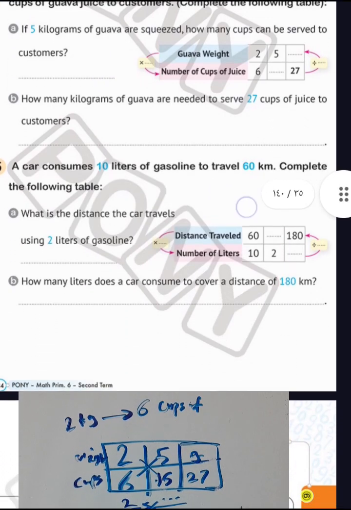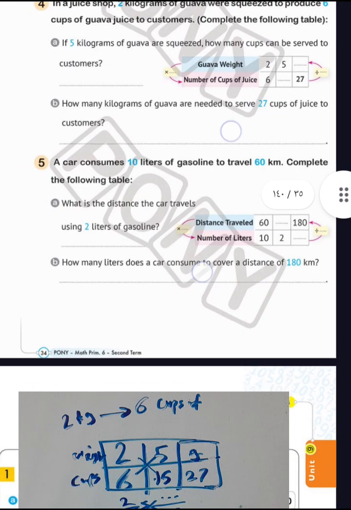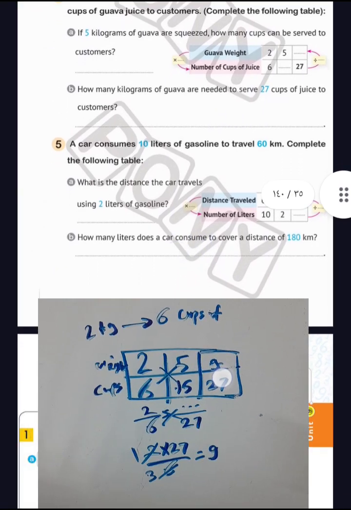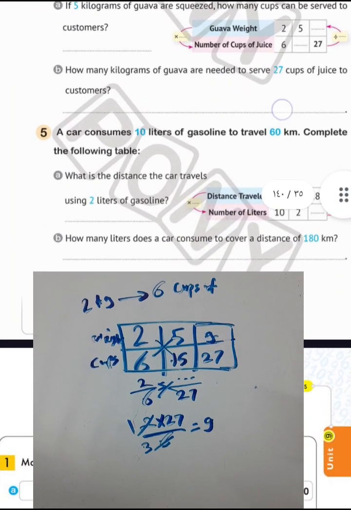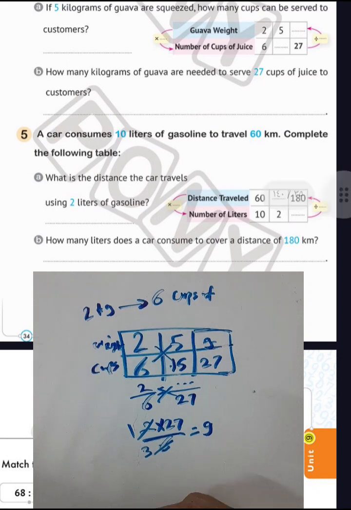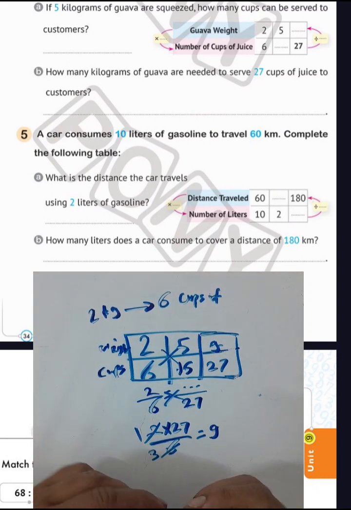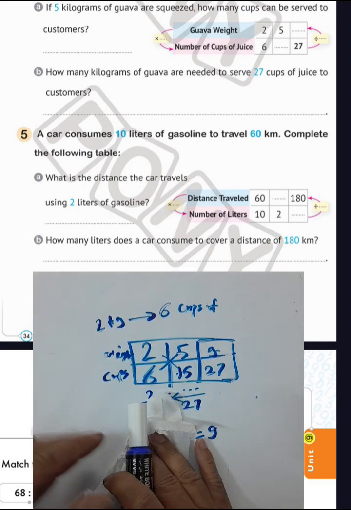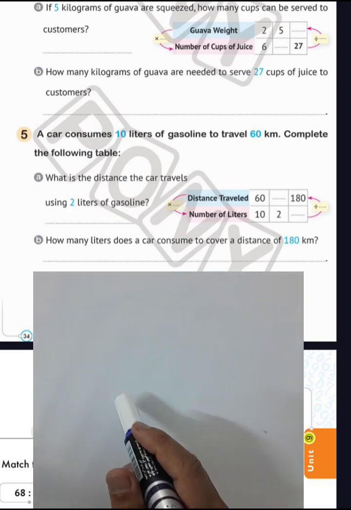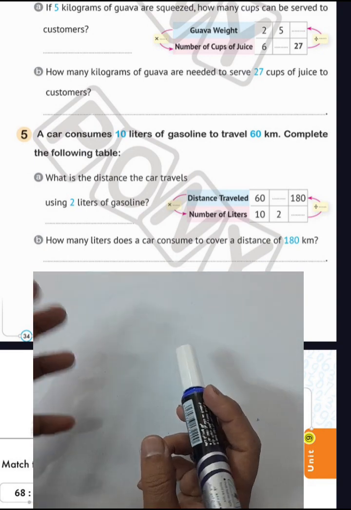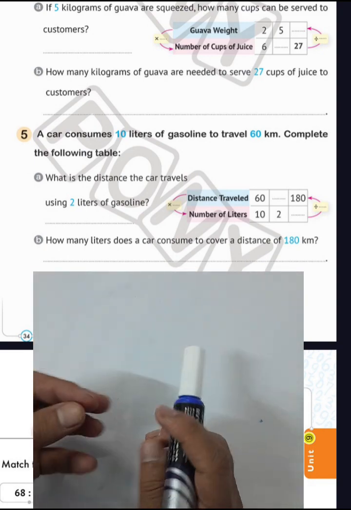Okay, now question number 5. A car consumes 10 liters of gasoline to travel 60 kilometers. Complete the following table. What is the distance the car traveled using 2 liters of gasoline? Okay, we can find the number in this table by using the rule: product of extremes equals product of means.